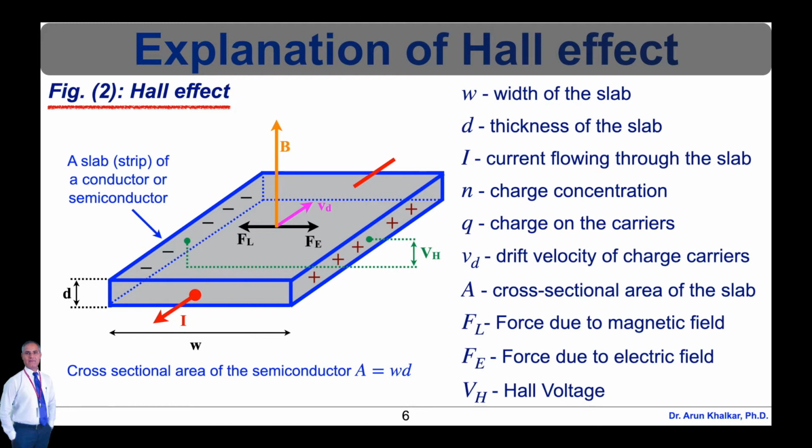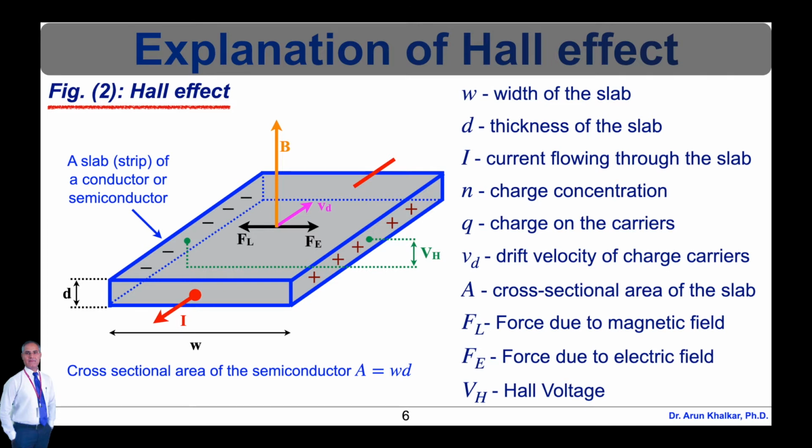Now let's say in this figure, the electric current is flowing through a slab of conductor or semiconductor along its length. A magnetic field is applied to the slab in a direction perpendicular to the current, along its thickness. Due to the force of the magnetic field, that is the Lorentz force, the charge carriers are deflected towards opposite edges of the slab. This generates an electric field and develops a potential difference across the edges of the slab, that is along the width of the slab.